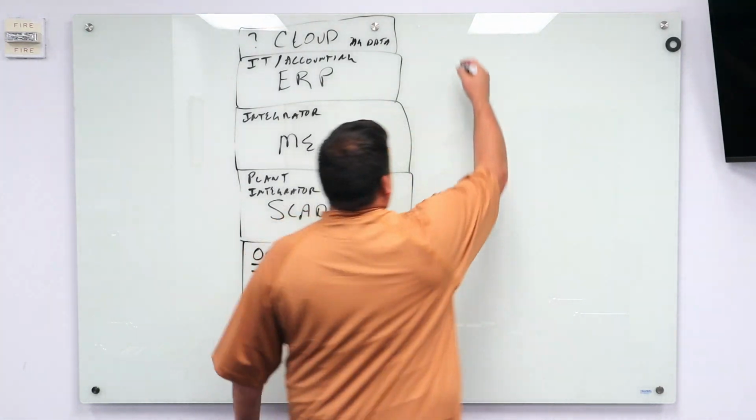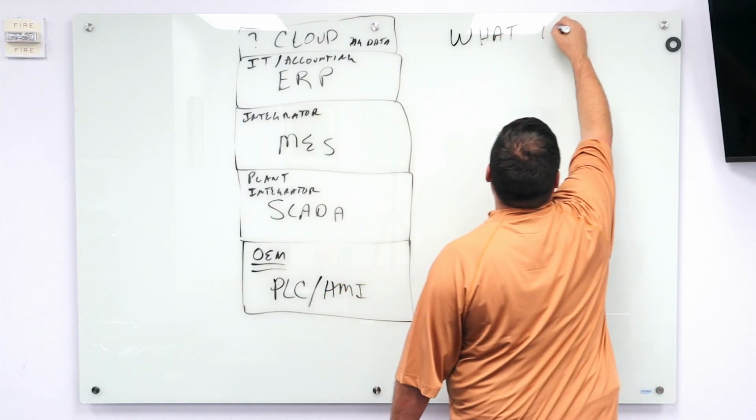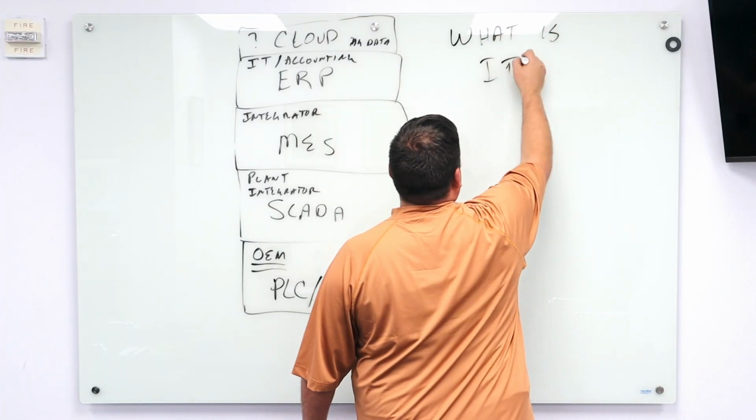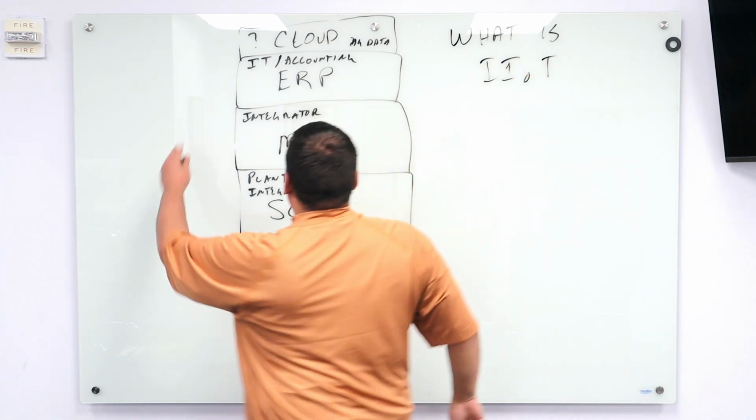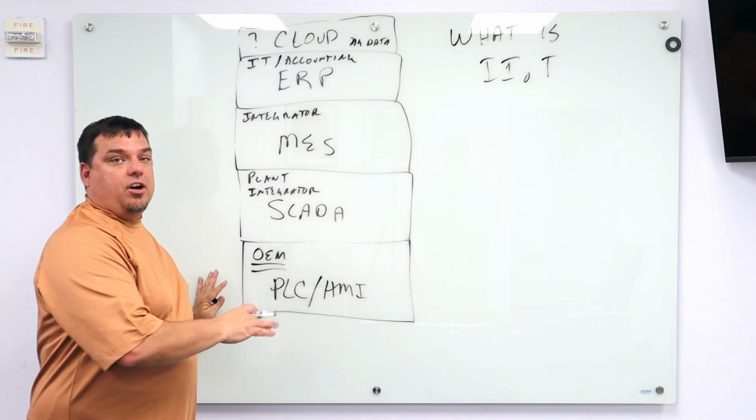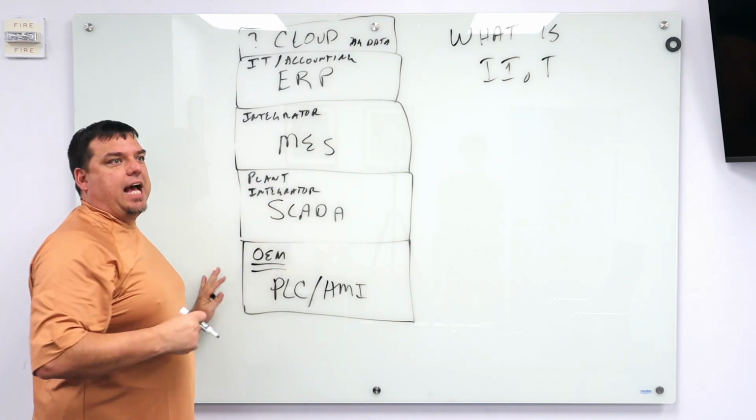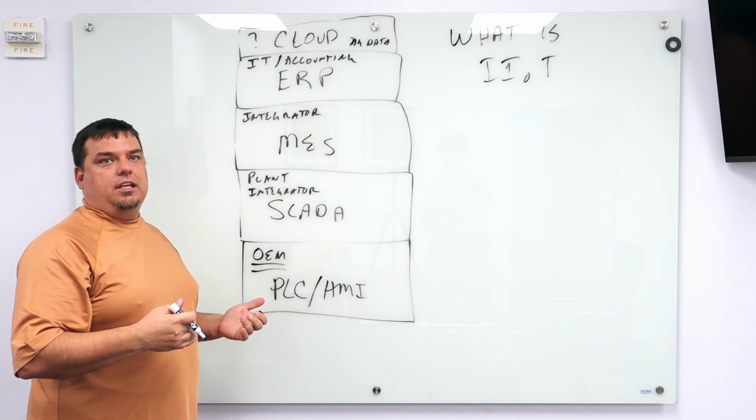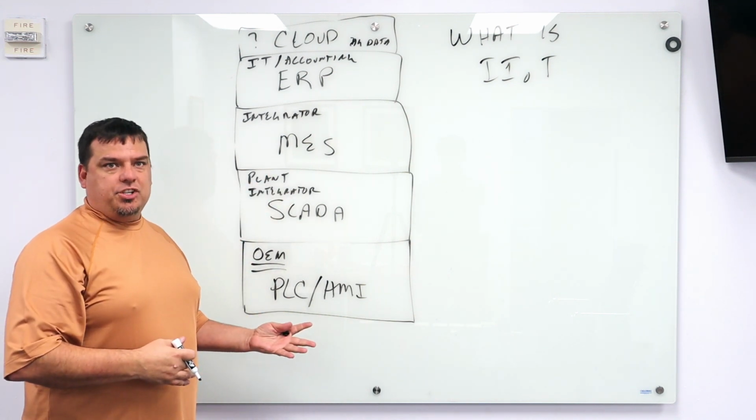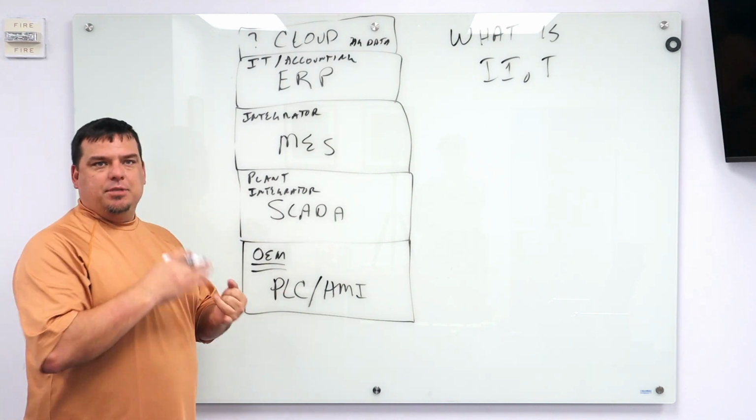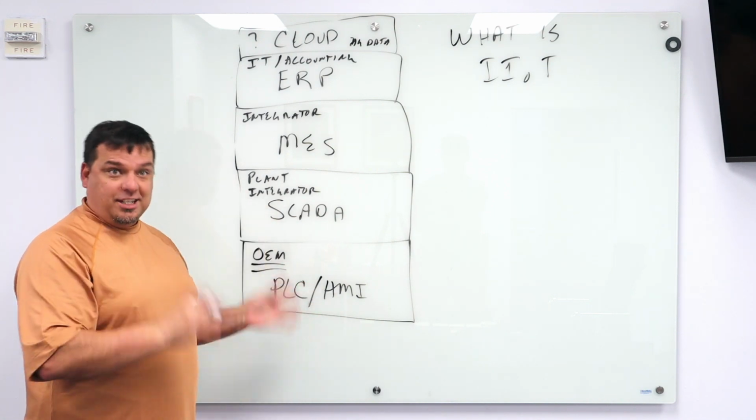What is IIoT? The obvious next question. So once we understand the automation stack, the next question is, how can I use IIoT to help my business become more efficient? I mean, the name of the game is to do more with less, always. Let's do more with less.